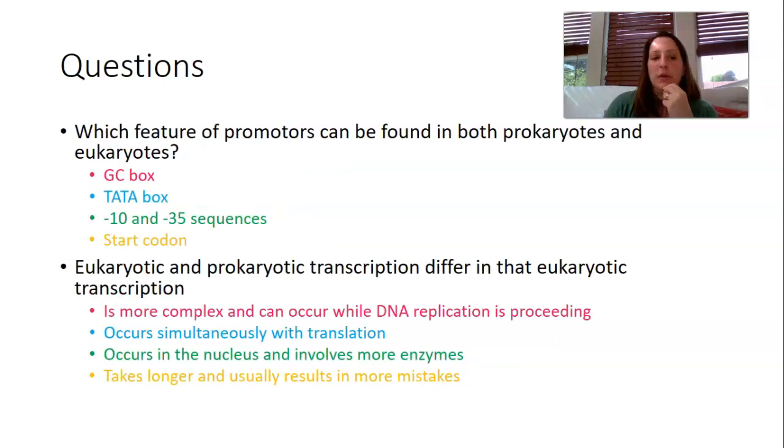A couple more questions for you. What feature of promoters can be found in both prokaryotes and eukaryotes? And if you were paying attention, I just answered this. Is it red or pink, the GC box; blue, the TATA box; green, the -10 and -35 consensus sequences; or yellow, the start codon? I'll give you a minute.